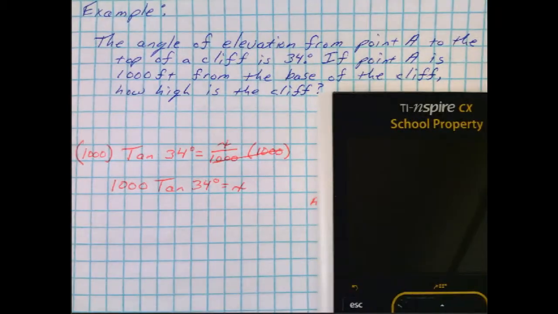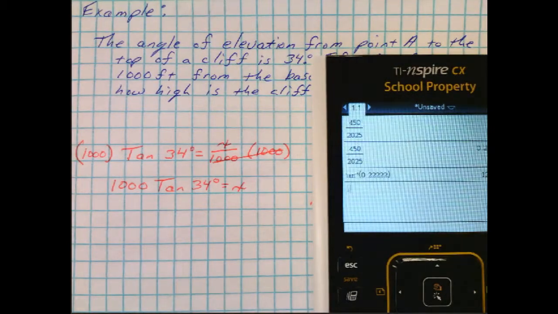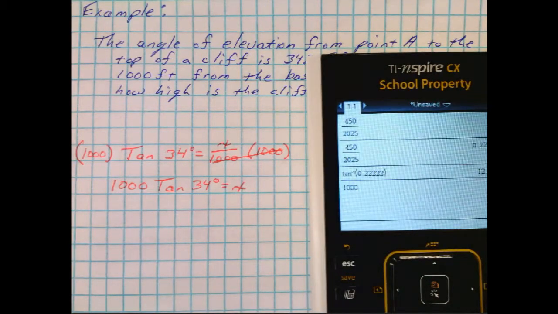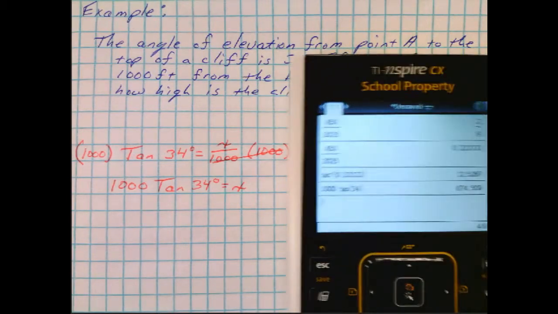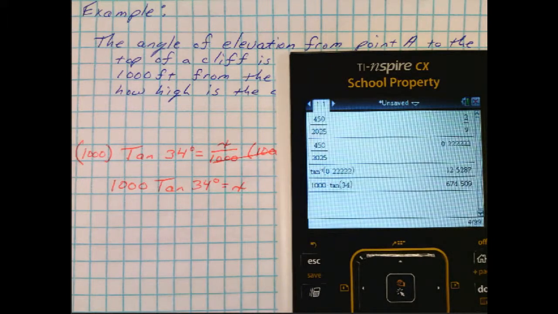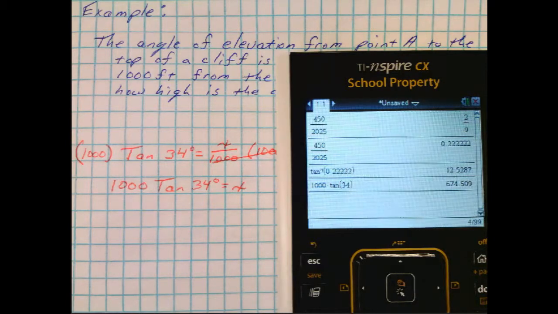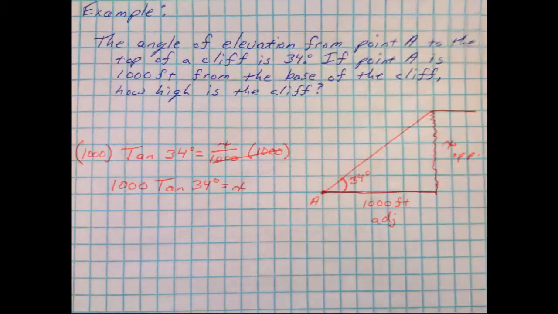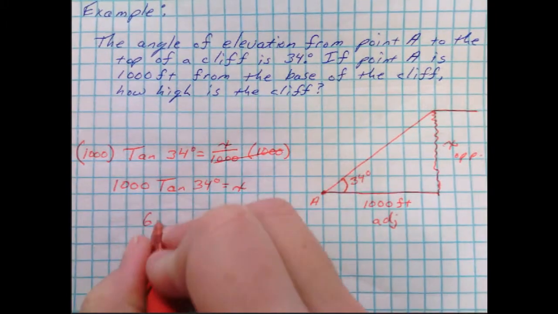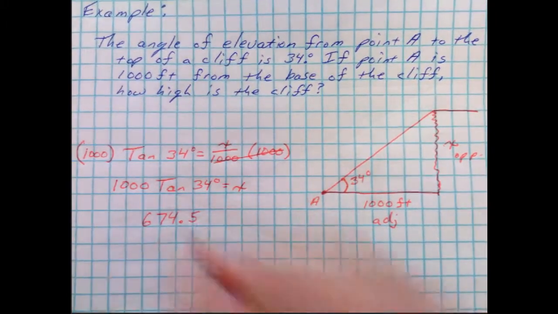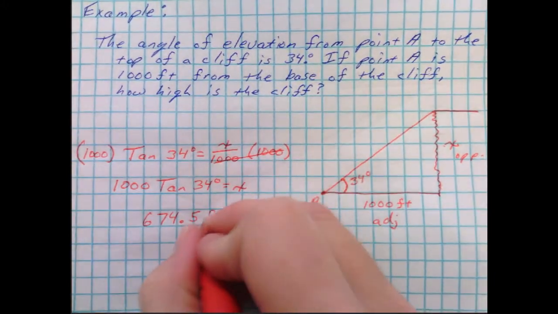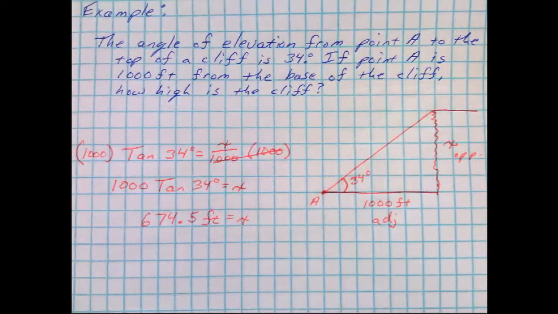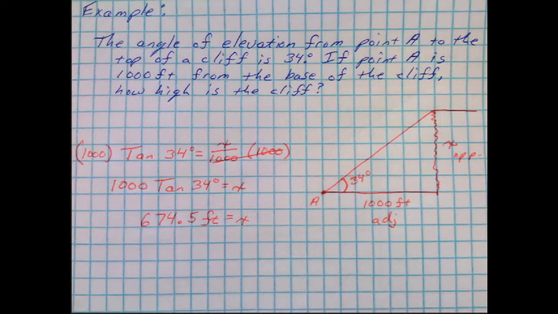So we're going to punch that into our calculator. I've got 1,000, and then I'm going to go to my trig functions. I want tangent of 34, enter, and I'm getting 674.509. Again, we're going to go to the nearest tenth, so that would be 674.5. And my label here, these are feet, so 674.5 feet equals x.